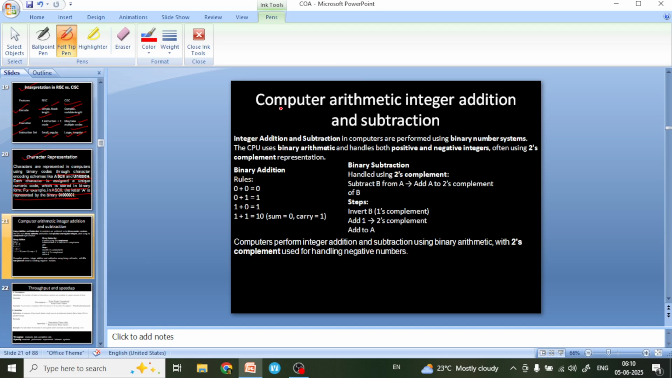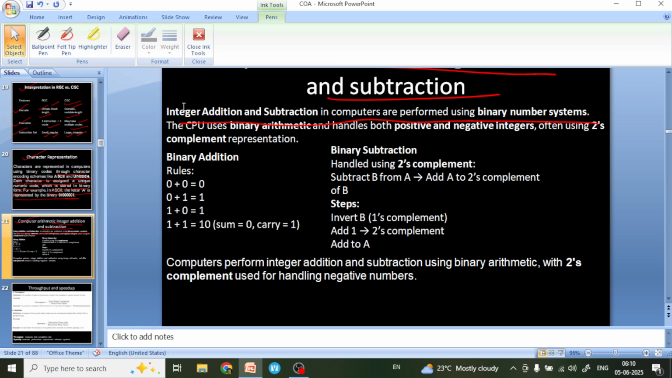And next is computer arithmetic: integer addition and subtraction. Integer addition and subtraction in computers are performed by using binary numbers, and the CPU uses binary arithmetic, handles both positive and negative integers, and often uses 2's complement representation. In binary addition, the rule is 0 plus 0 is 0, 0 plus 1 is 1, 1 plus 0 is 1, and 1 plus 1, sum is 0 and carry will be 1.